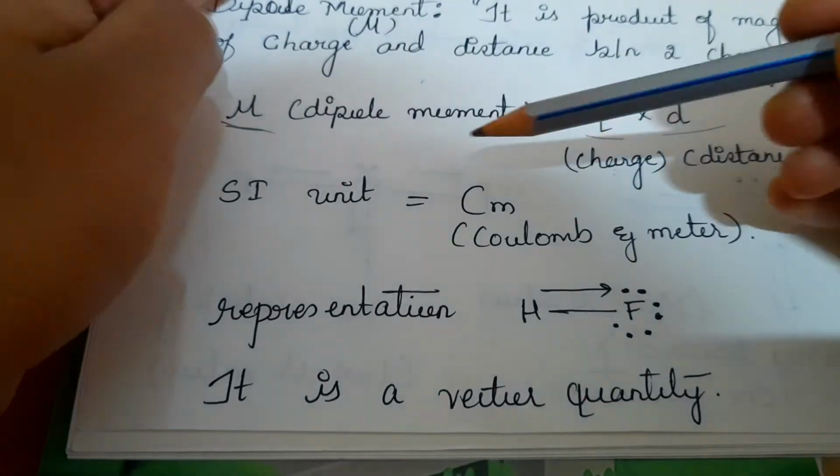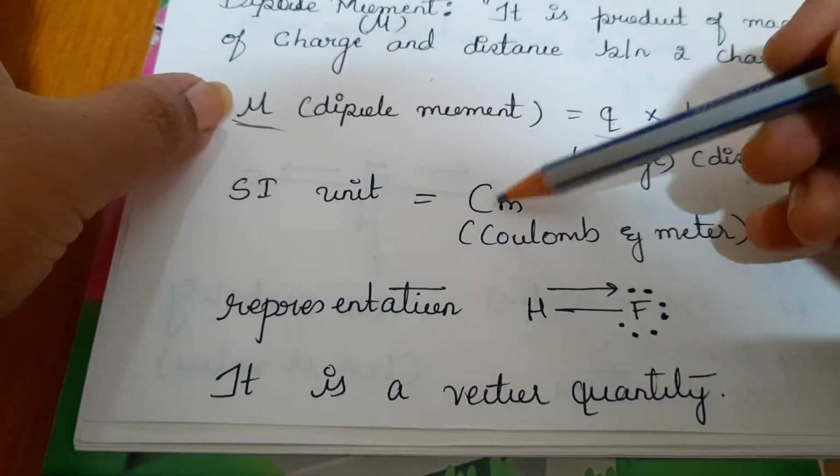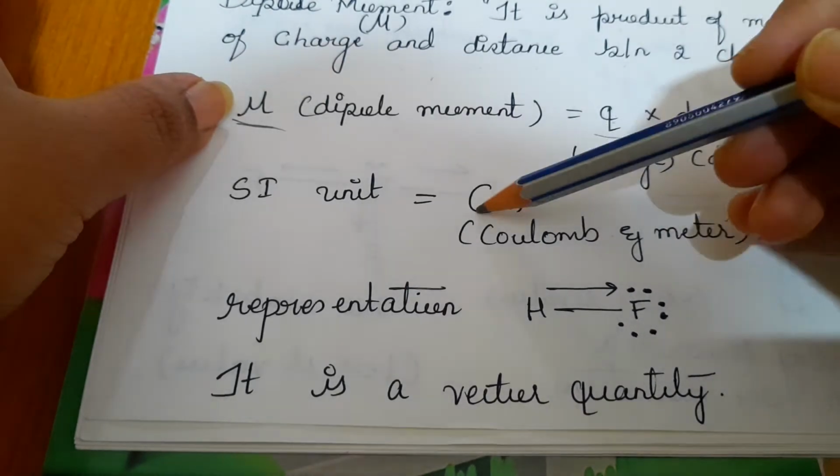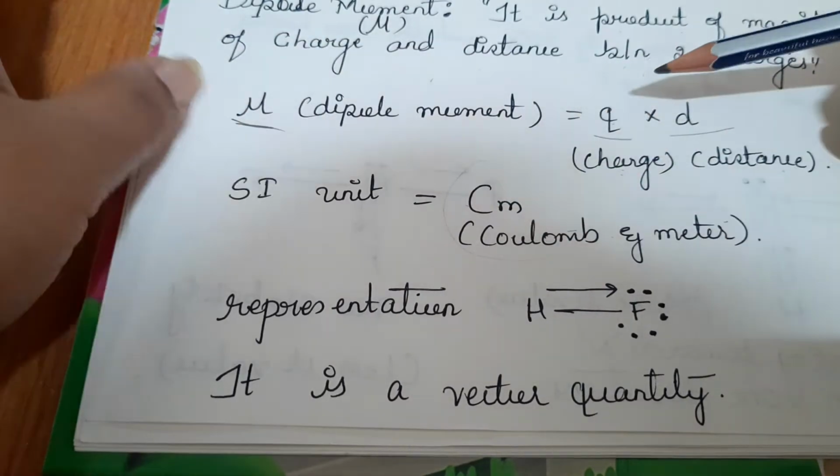So if you consider the SI unit for the dipole moment, it is coulomb meter. This is said to be the SI unit.